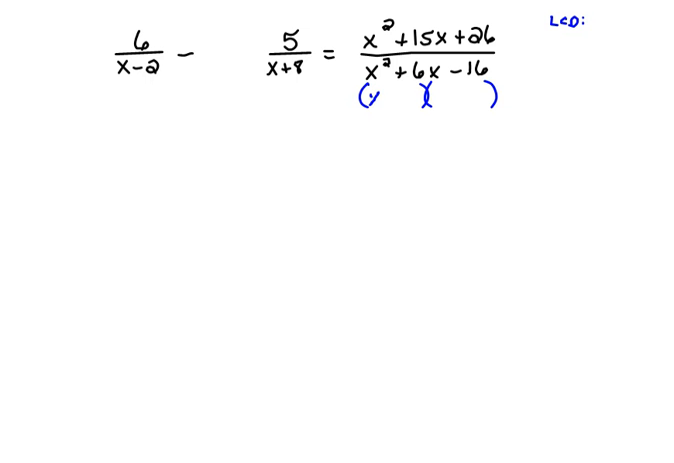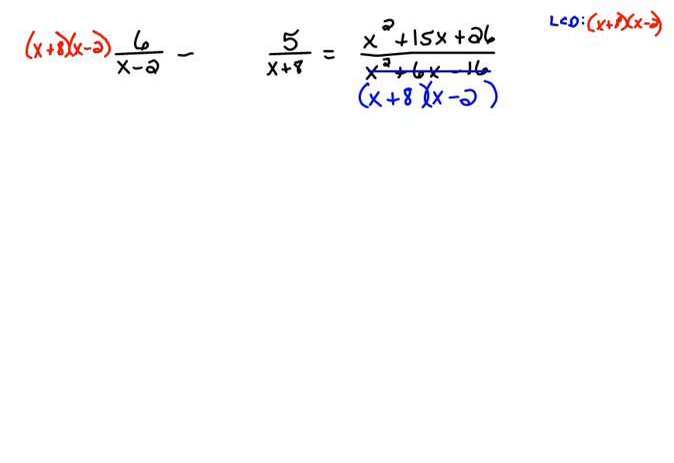So we'll have, let's see, x times x gives us x squared, and factors of negative 16 that would somehow give us a 6 would be a plus 8 and a minus 2. All right, now, by looking at these denominators, we can see that the common denominator is going to be x plus 8 times x minus 2. So I'm going to multiply every single term by that common denominator.